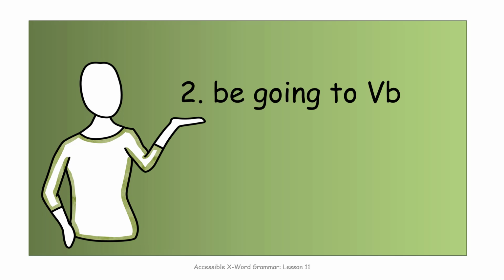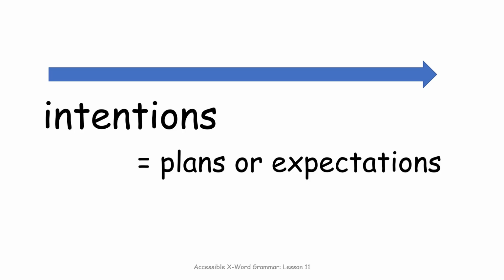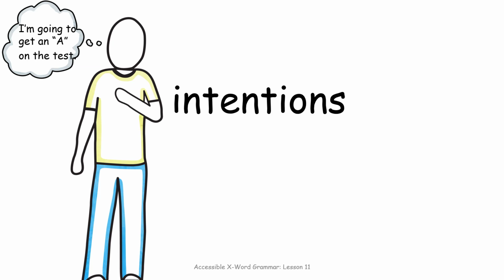Next, we'll look at be going to plus the base form. This is used especially for intentions. Intentions are plans or expectations that you will do something. Chris intends to get an A on the test. He says to himself, "I'm going to get an A on the test." Chris spends time studying, and he gets his A.